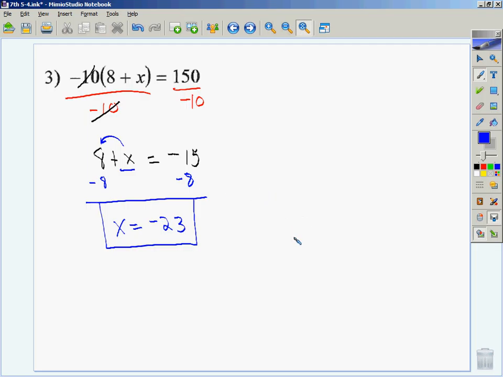Everybody good with number 3? Should be negative 23.